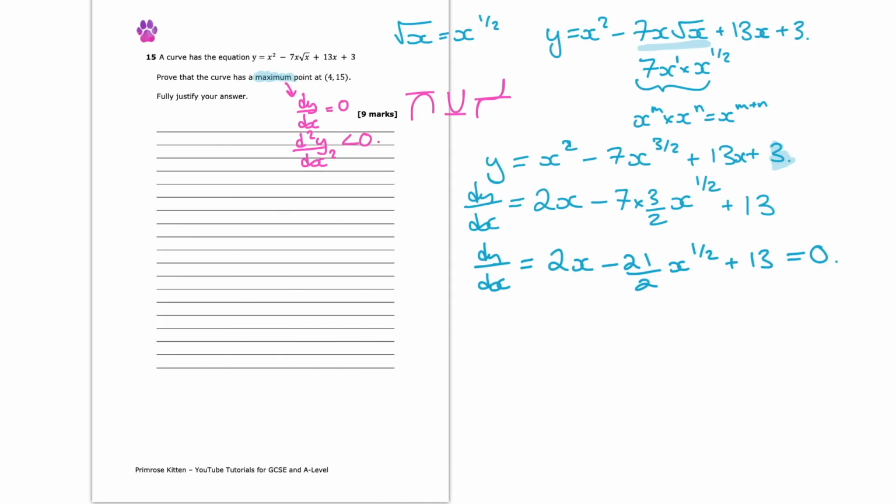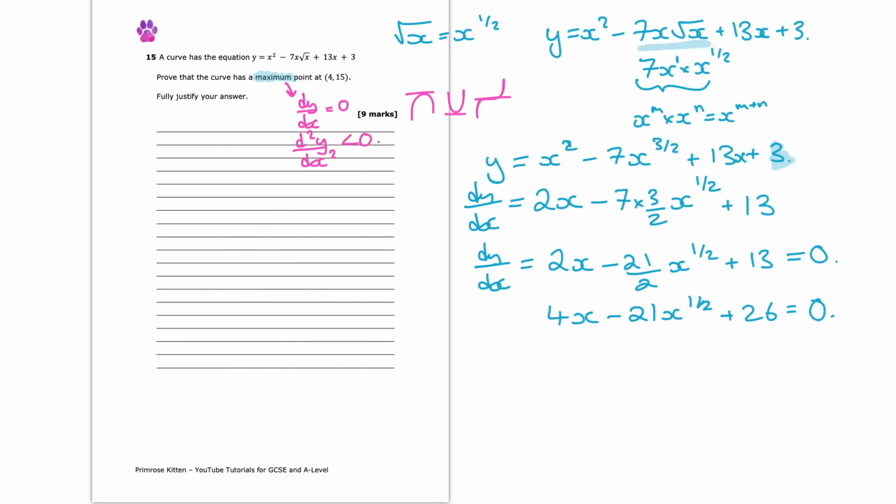Okay, so first things first, I would probably get rid of that factor of 2. We know it's equal to 0. So if we multiply everything in this equation through, we would get 4x minus 21 x to the half plus 26 equals 0. So the next thing that I would want to do here is to have a go at factorising this.